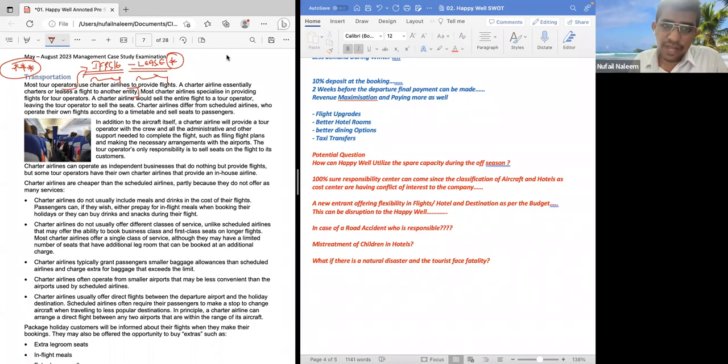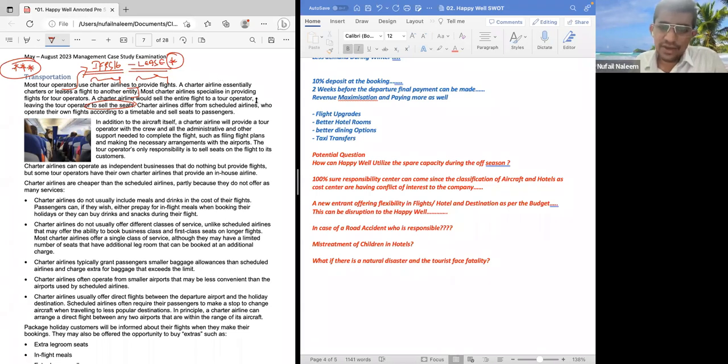Now, we do not have to consider that till date because we should just get the knowledge area first. Most charter airlines specialize in providing flights for tour operators. Charter airlines would sell the entire flight to the tour operators, leaving the tour operators to sell the seats. It's a win-win situation, occupancy. They want the seats to be sold.